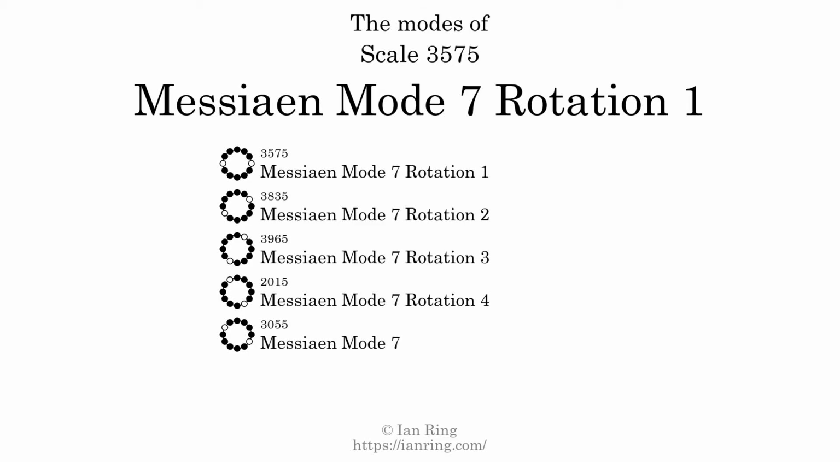The fifth and last mode is scale 3055, also known as Messiaen Mode 7. It sounds like this.